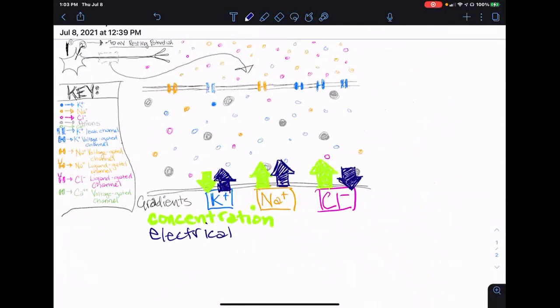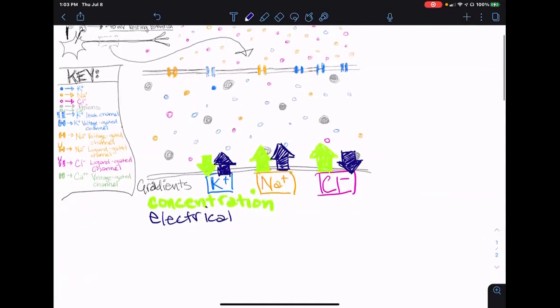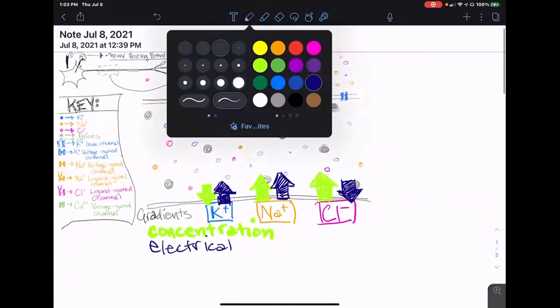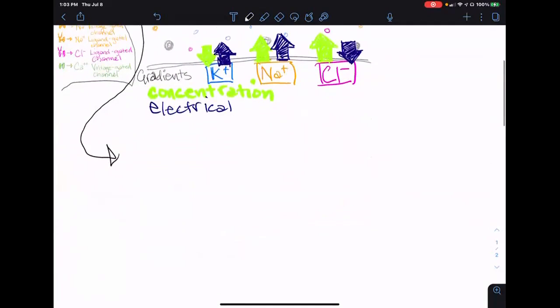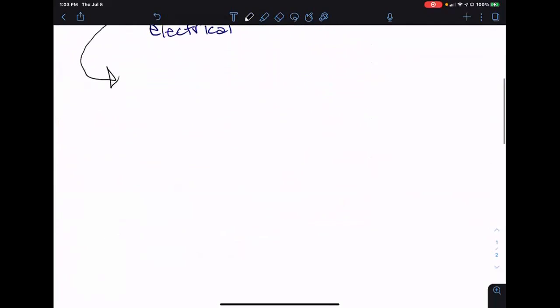So now we're going to look a little bit closer at Nancy neuron and what's going on at her cell body. So let's switch back to black. Here's our zoomed in rectangle. We're zooming in on this cell body, so we're going to move that down over here. All right, so here is our cell body.